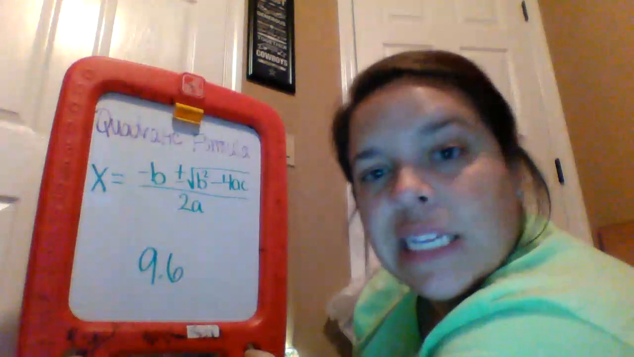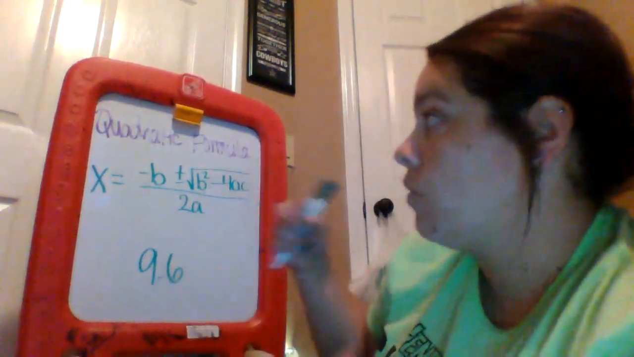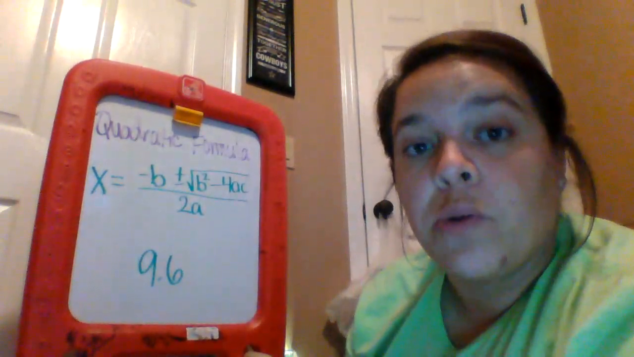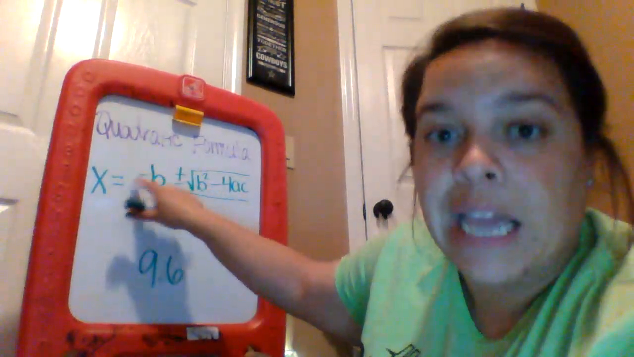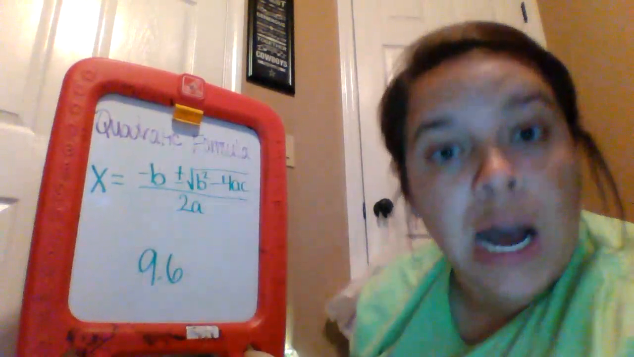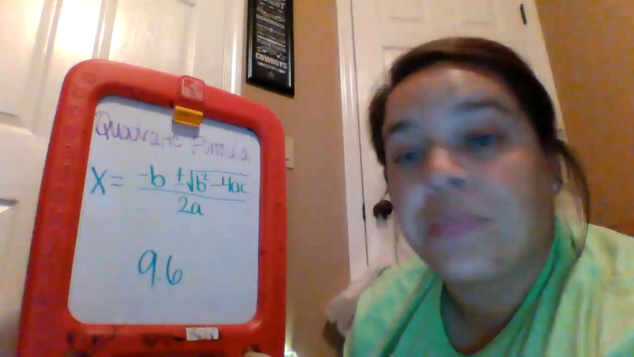Now, if b is a negative number, so like if b is negative 2, when you go to plug it in the quadratic formula, a negative b would be negative 2, which is positive 2. So you got to kind of watch out for that.